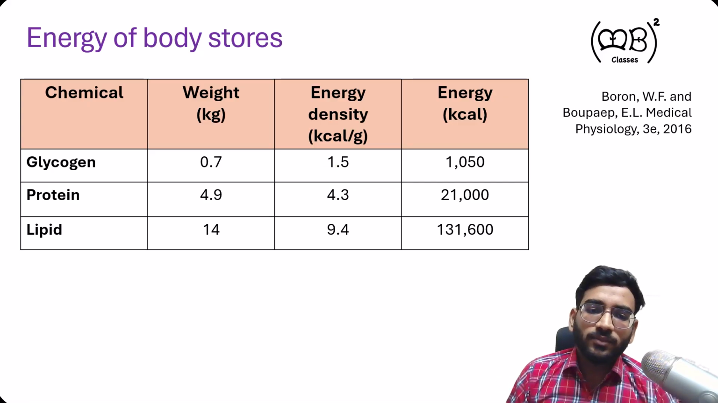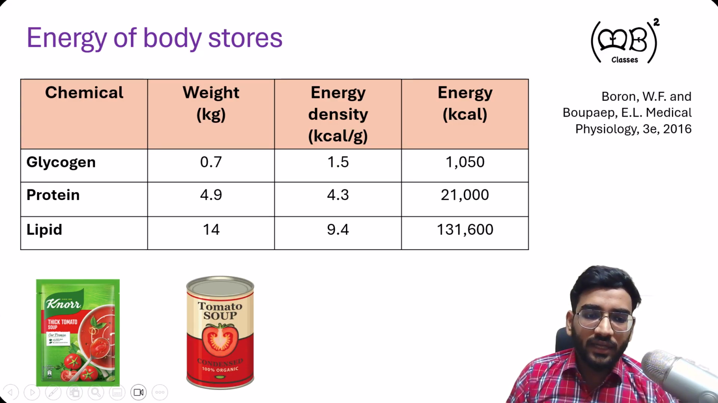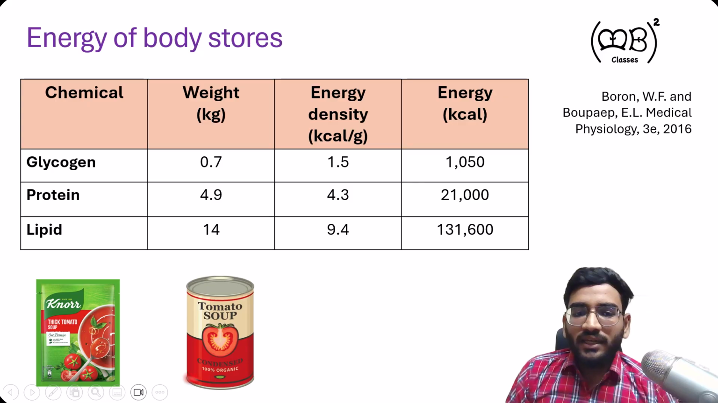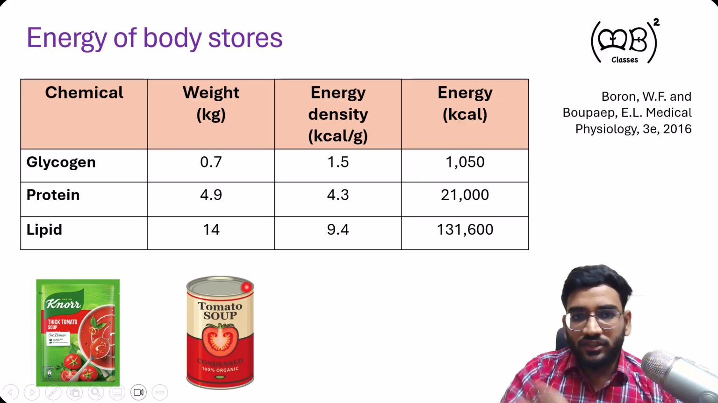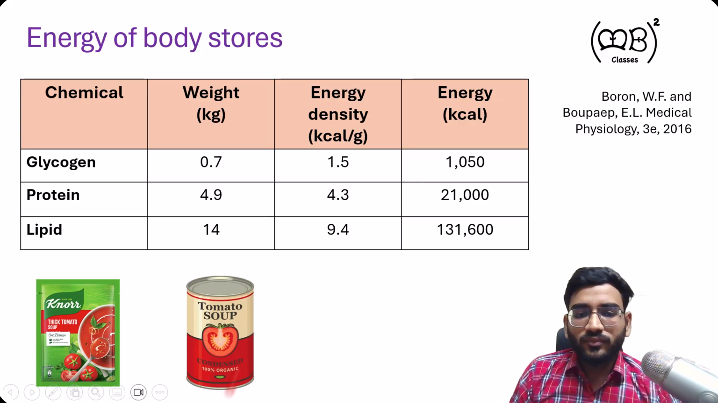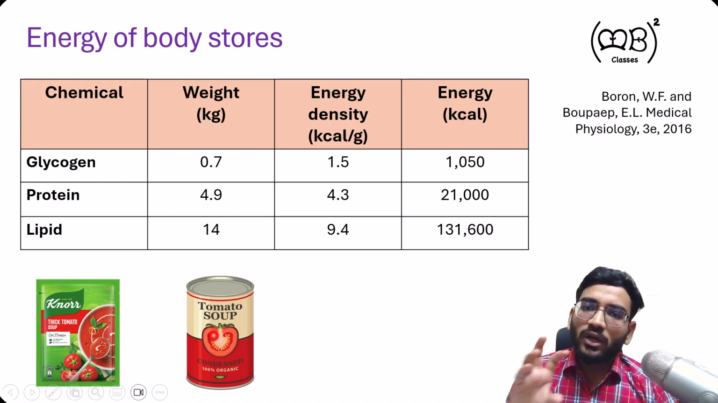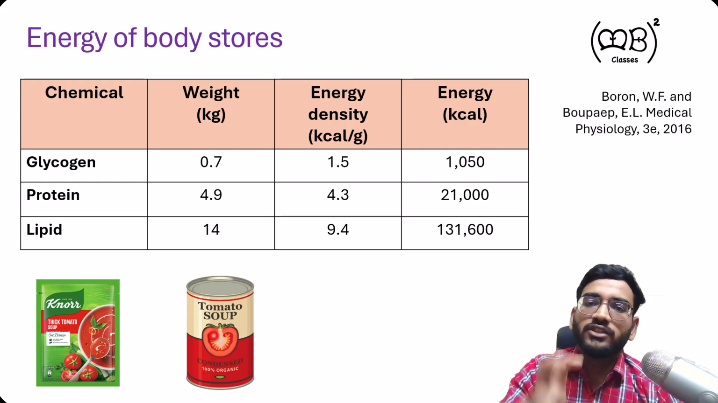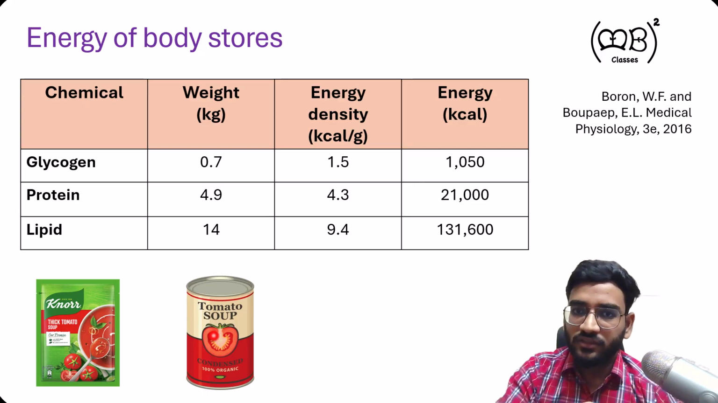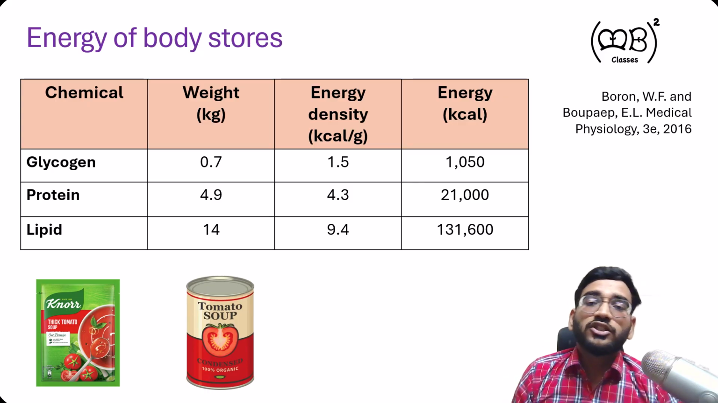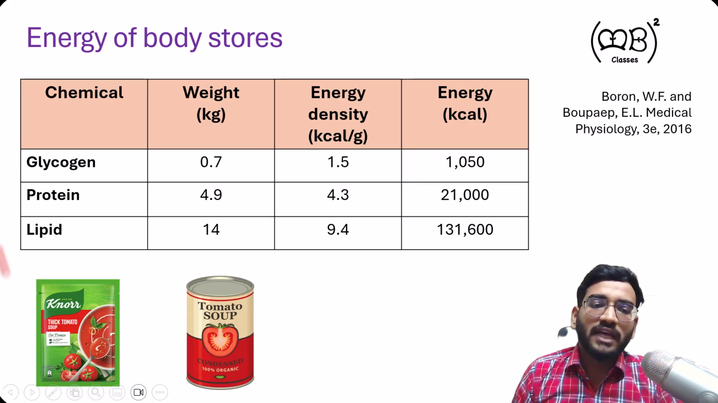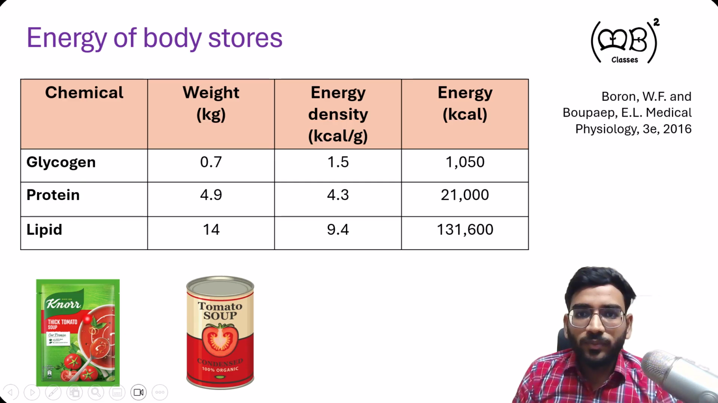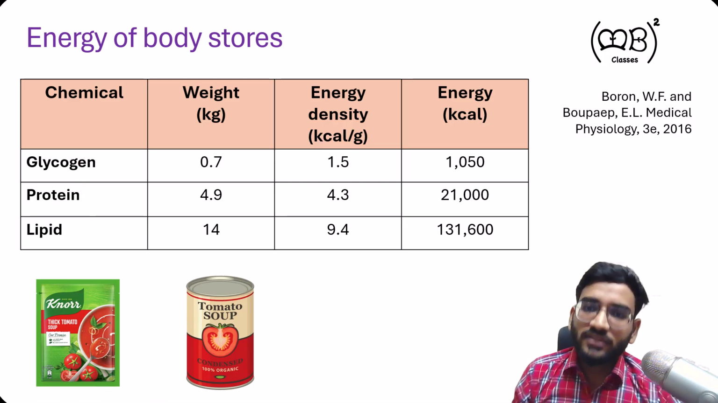Why is that? Because, for example, take the example of powdered soup and tomato soup, which is canned soup. In canned soup, the water is already present. So when I want to store canned soup, I can store a smaller amount of energy in a particular space as compared to powdered soup. So glycogen is necessarily the same thing.